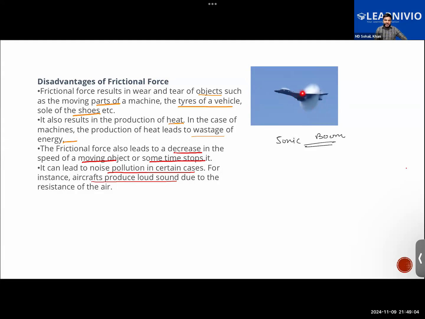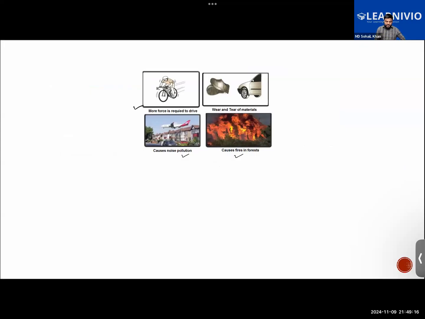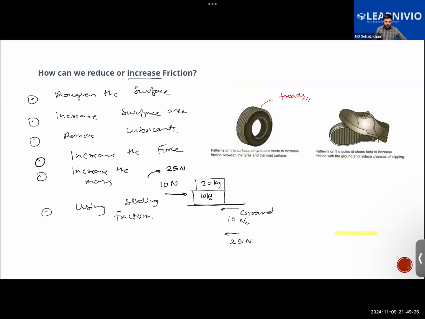As this jet craft is moving in the air, it will be experiencing air resistance. The air molecules will offer resistance to it, and because of that, a sonic boom is produced. Further, frictional force leads to forest fires. It leads to wear and tear of parts of the machine, as we have learned, and leads to noise pollution also.